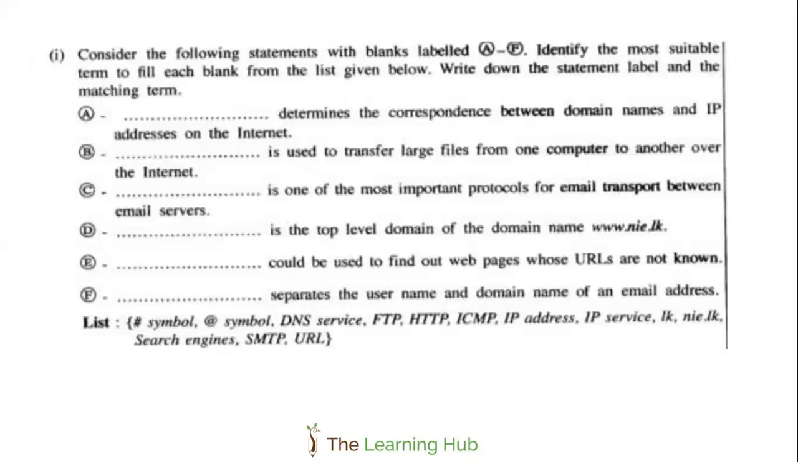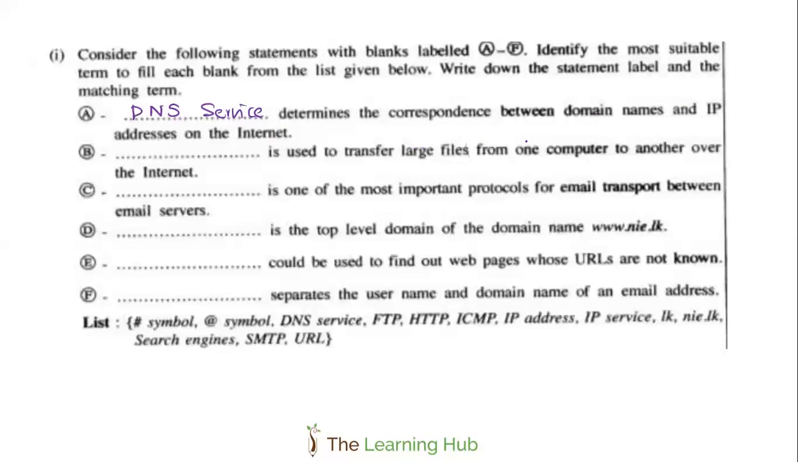Consider the following statements labeled as A to F and identify the most suitable term to fill the blanks given below. So blank determines the correspondence between domain names and the IP addresses on the internet. So I very clearly explained this with a diagram. So the domain name server service determines the correspondence between domain names and IP addresses on the internet.